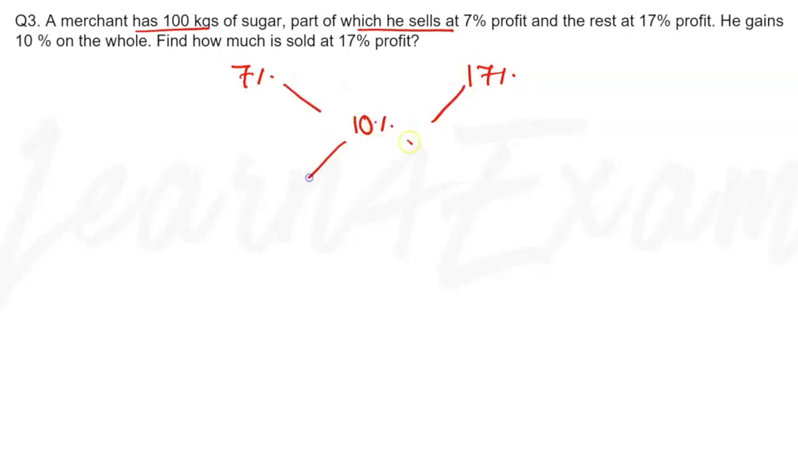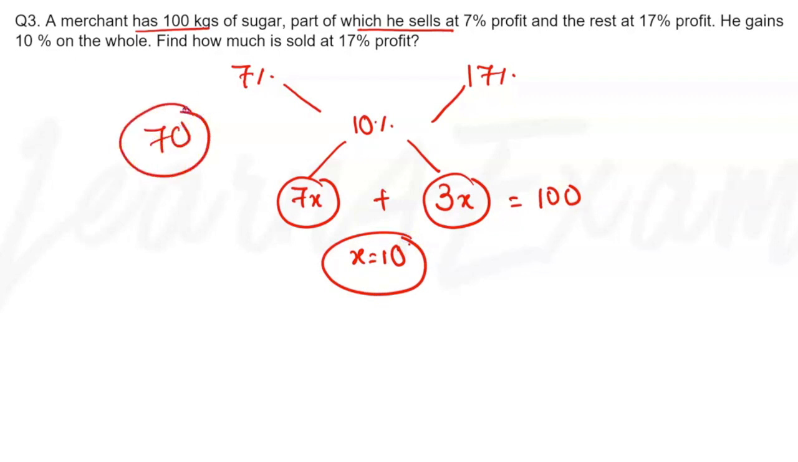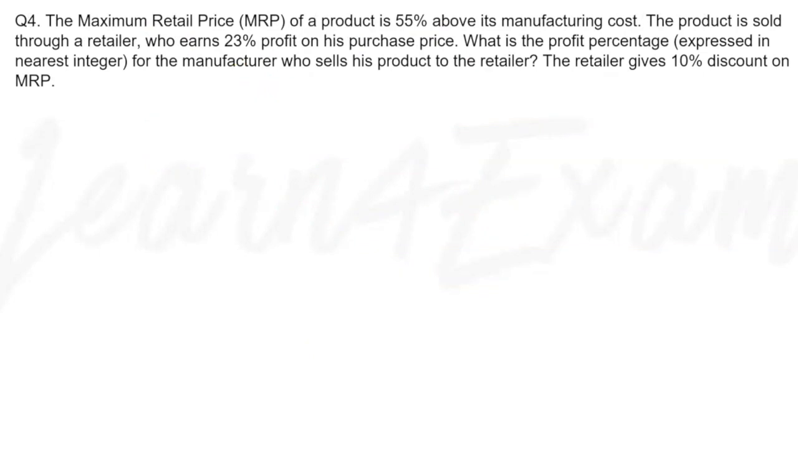Okay, again let's use alligation. 7 is to 3. So if this is 7x, this would be equal to 3x. Total quantity is given as 100, so the value of x comes at 10. So this was 70 kg, this was 30 kgs. What do I have to find? How much is sold at 17% profit? 30 kgs is the answer for this question. Real quick, right? If you use alligation in these questions, it becomes very easy for you.